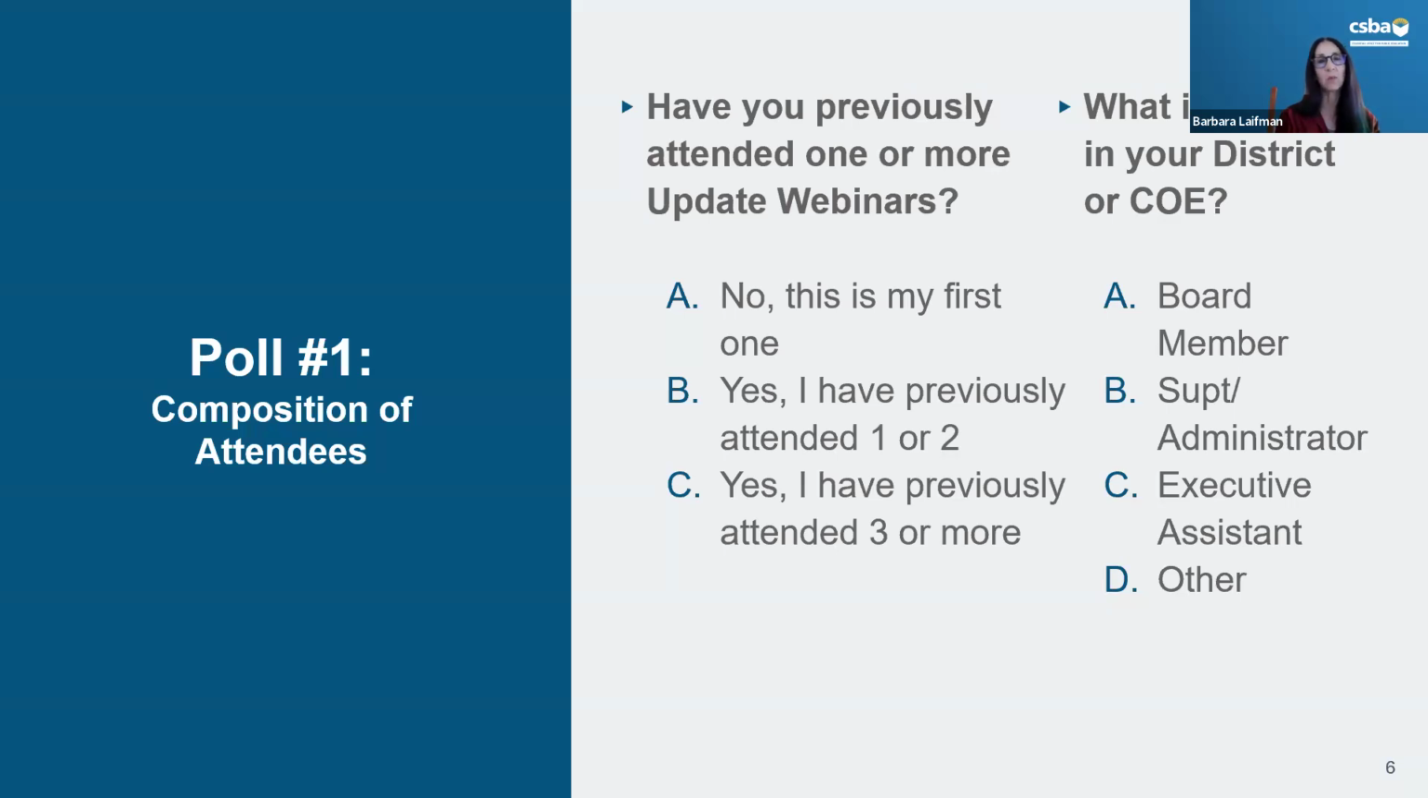And as part of the same poll, we're doing a 2-in-1 poll. What is your role in your district or county office of education? The choices are board member, superintendent/administrator, executive assistant, or other. So let's take about, again, 20 seconds to give you a chance to participate in the poll.